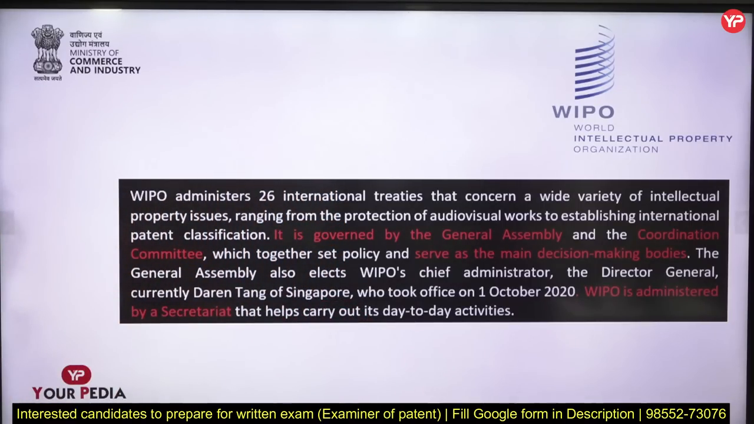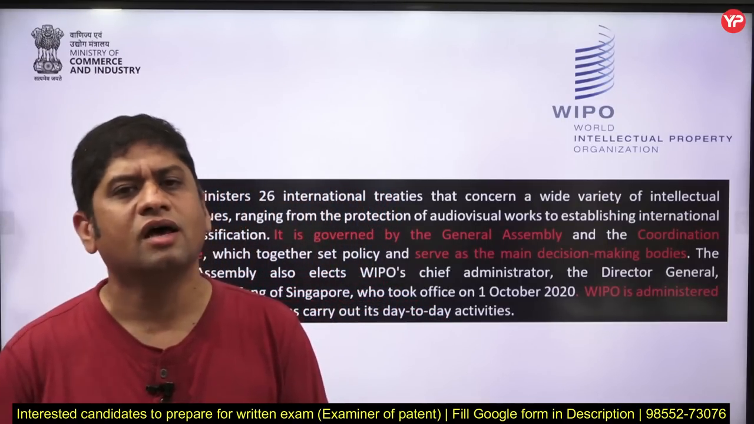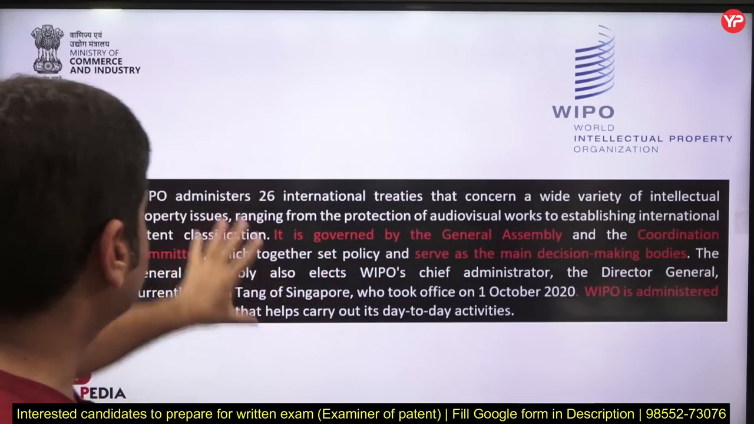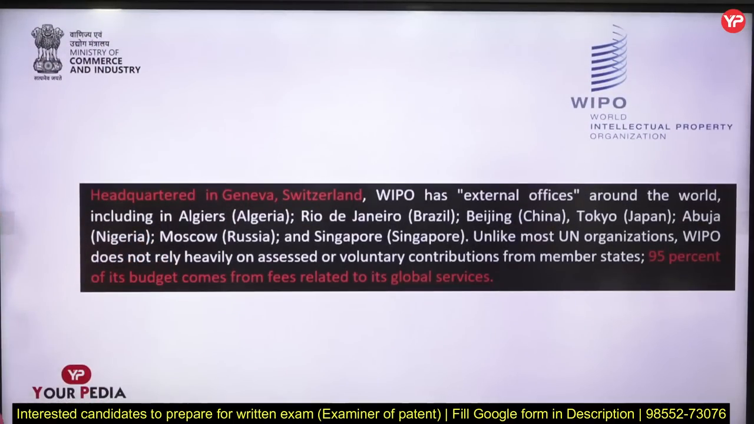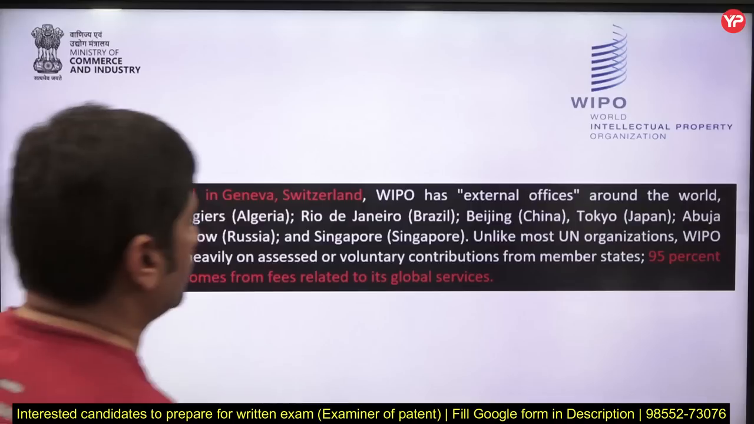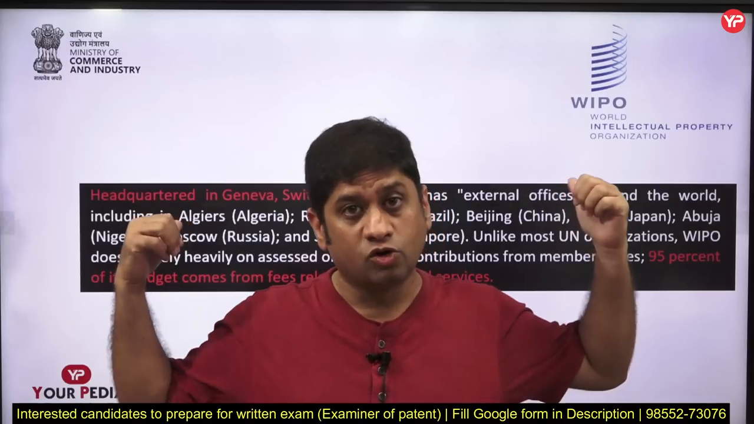And I told you, there is a secretariat. The United Nations has one, and Parliament also has a secretariat. So the secretariat is where secretaries and executives sit together and make things move. So this particular thing should be known: the administrative system and administrative structure of WIPO. Now its headquarters is in Geneva, Switzerland. So if you think of working, and let me tell you one more thing, you may get an opportunity sometime, if you are in this job, to work in Geneva.